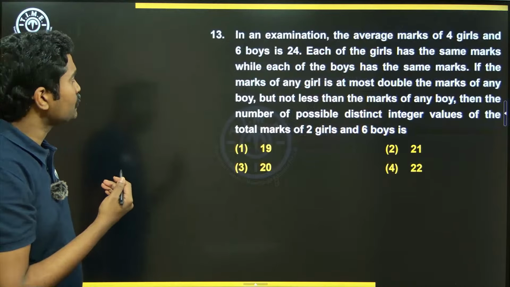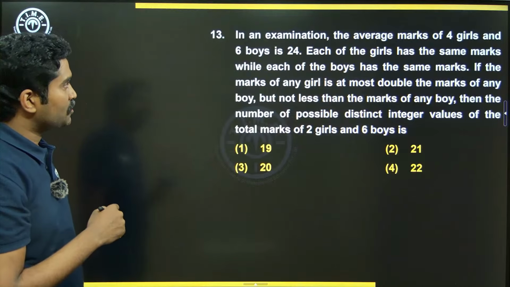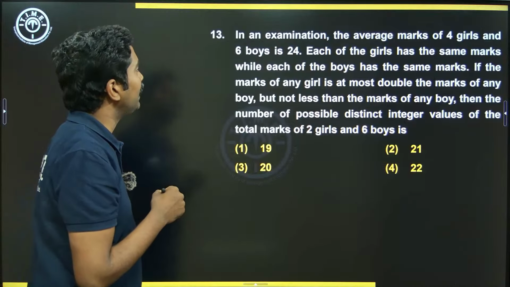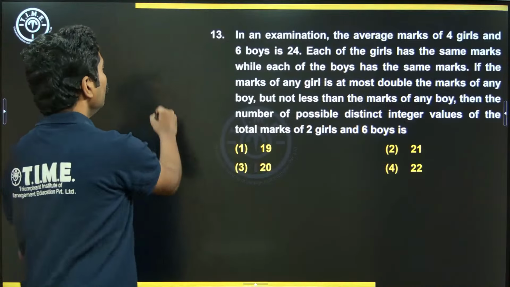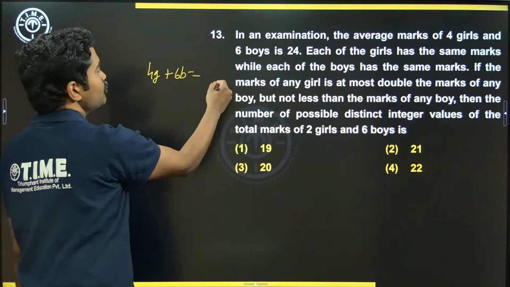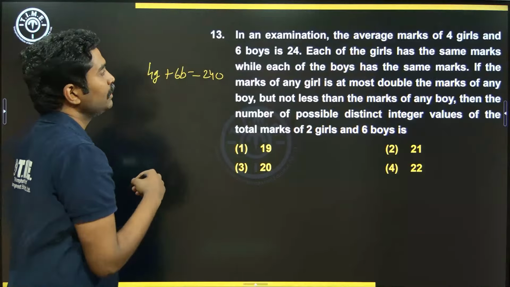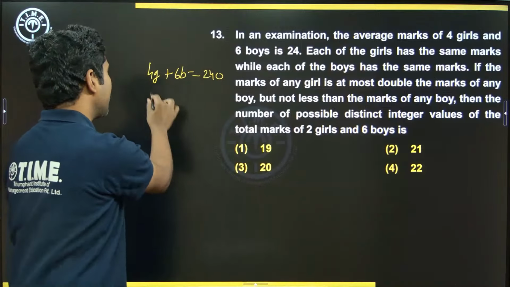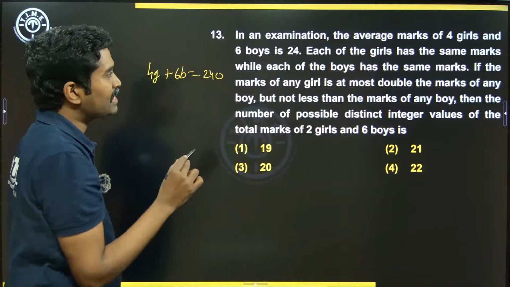Next question, guys. In an examination, the average marks of 4 girls and 6 boys is 24. Okay, 4 girls and 6 boys. Average by 10 is 24. So this total is 240. Each of the girls has the same marks. All right, G is same for all. B is same for all.